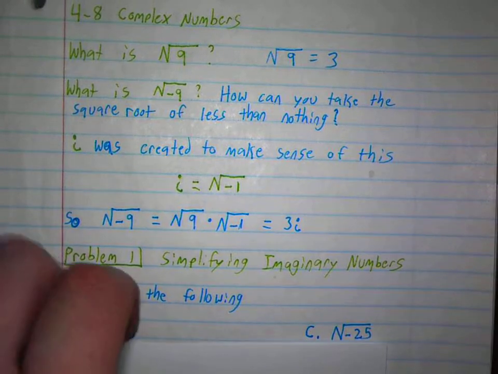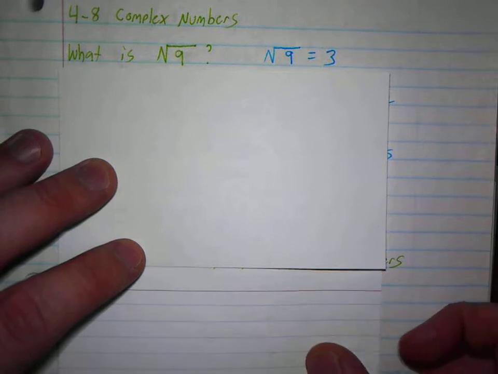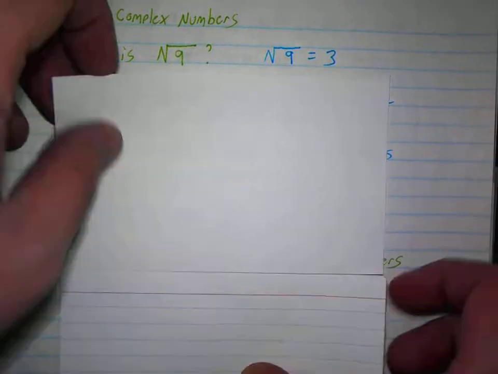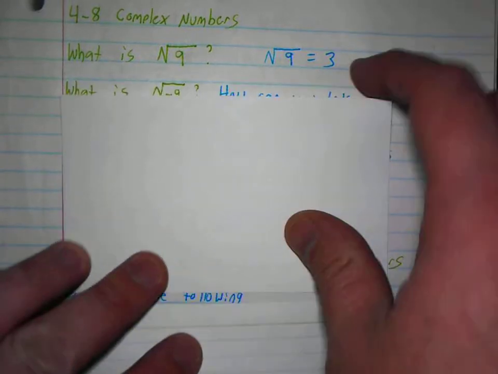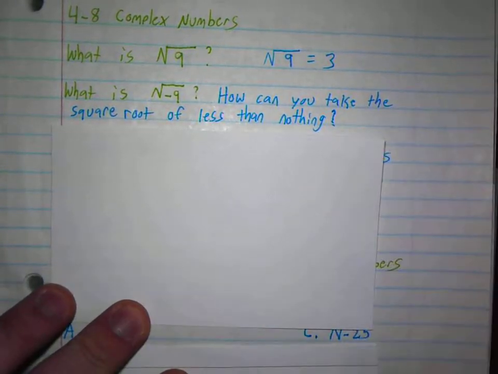So today's going to be about complex numbers. Right? And you may remember, what is the square root of 9? You would just go, what two numbers that are the same multiply to get 9? So that'd be 3. Been doing that for a long time.